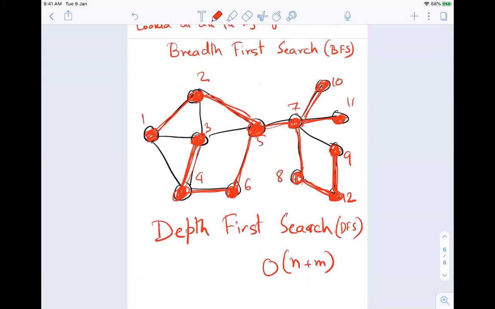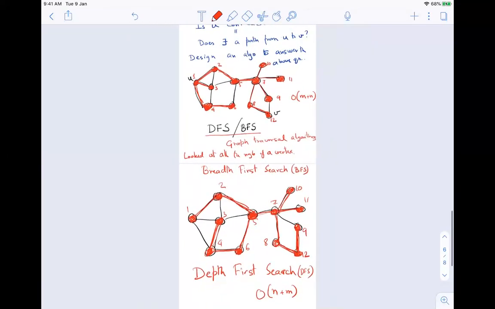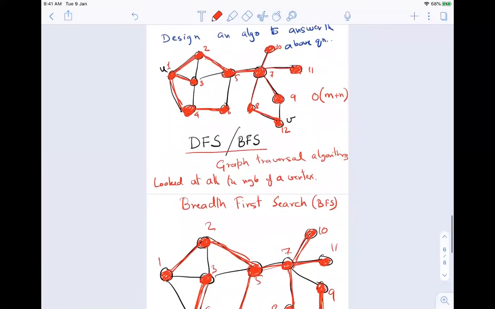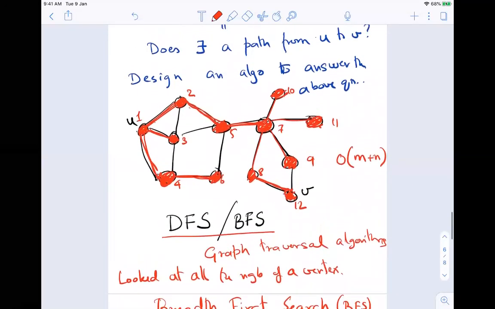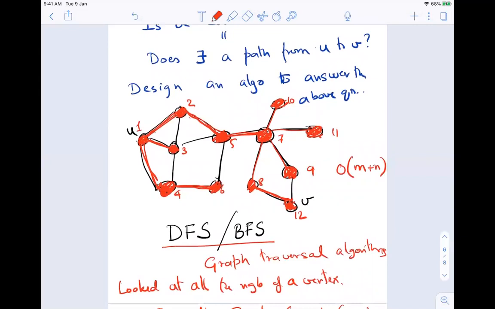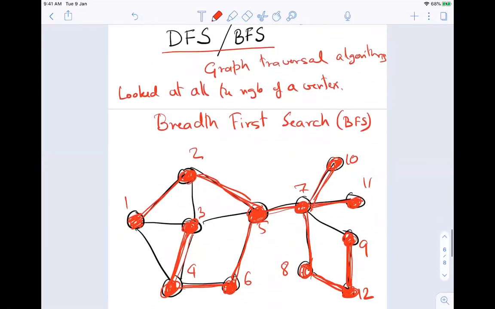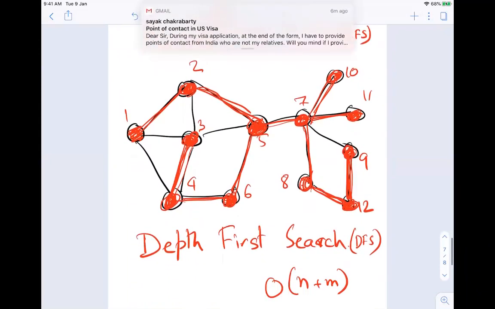Now, these are the two standard ways of traversing graphs, BFS and DFS. I have not given you the pseudocodes of both DFS and BFS. So what I would ask you is that I will send you the link of the book where DFS and BFS have been studied, and please go and read them.